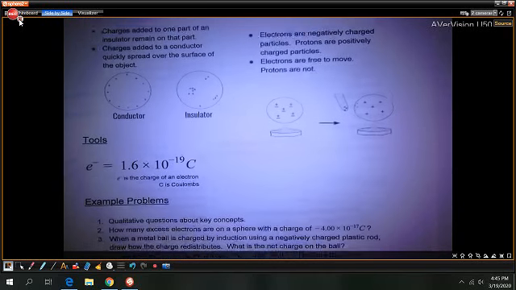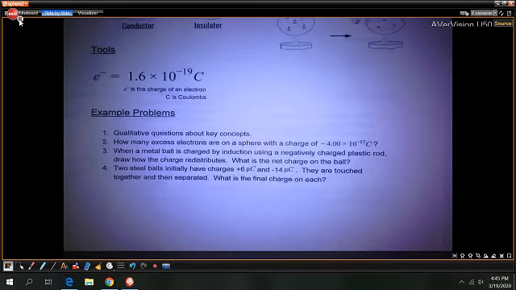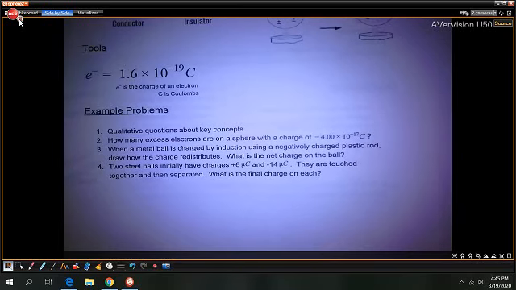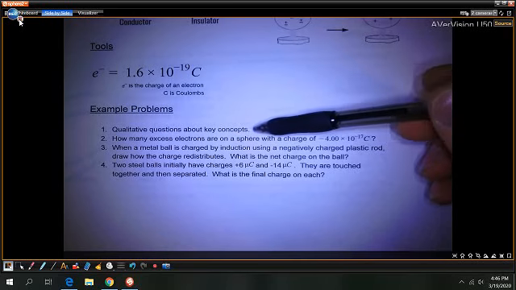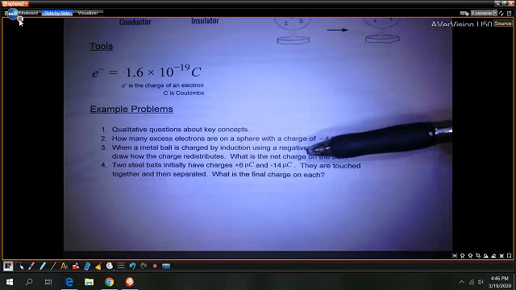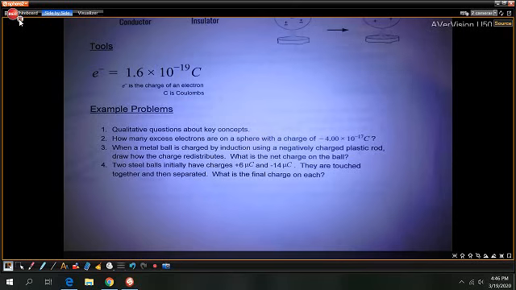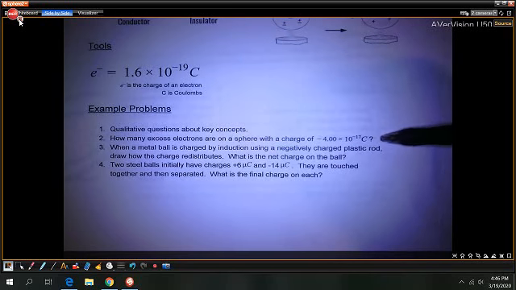Okay. And then I've got some. These are like problems that you would be expected to be able to answer. I've got just qualitative things about key concepts, how many different charges are there, positive and negative, stuff like that. And then, you know what, hold off on that. I'll let you know if we're doing things with charge. Okay, I should have just stopped this about 2 minutes ago.